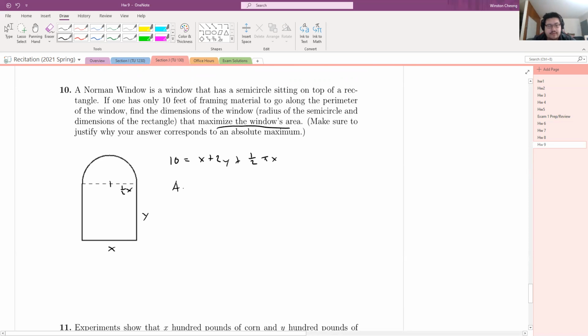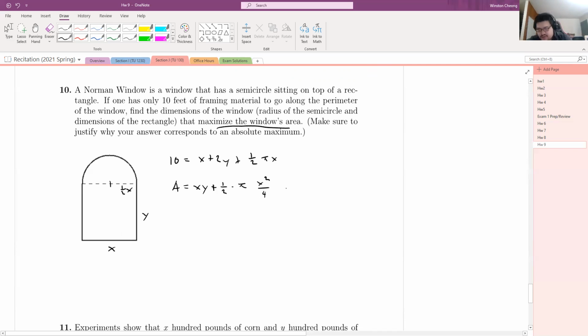Okay, so I need a formula for area. Well, that's x times y, plus half of a circle. So 1/2 times pi r squared. Pi times r squared. R is going to be x over 2, so we have x squared over 4.